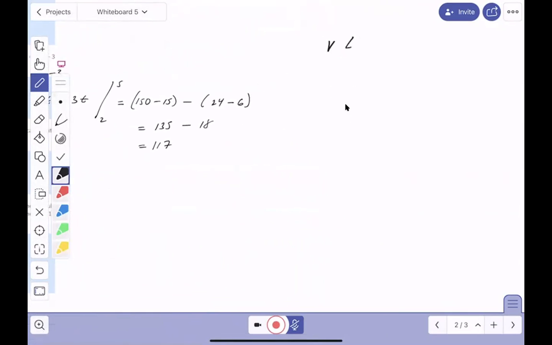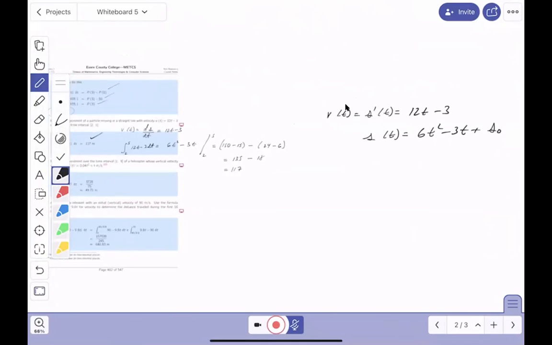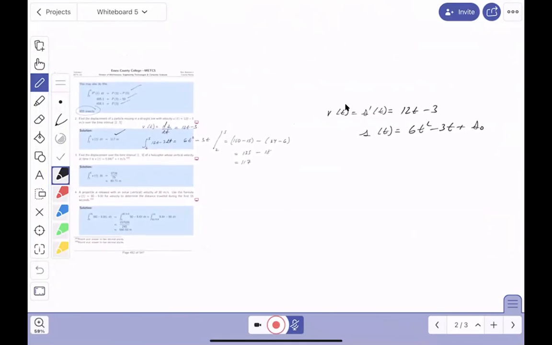So V(t) is really S prime. And what's S prime? I gotta look at it again, 12t minus 3. And you could work backwards, right? If you want to get S, what would S be? Go backwards one. It would be 6t squared minus 3t plus some initial position. I'll just call it S naught. All right. So what do they want to know is, what's its position at 2 and 5?